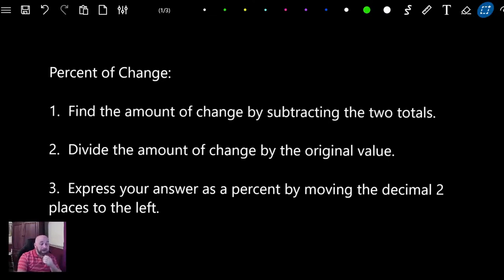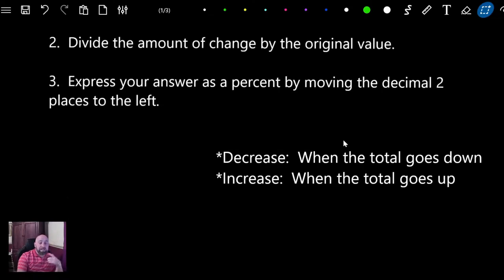And I did say, before we do one, let me talk about one other thing. Increase and decrease. What does that mean? Decrease is when the total goes down. It decreases. Increase is when the total goes up. So if I go from 50 to 70, I have an increase. If I go from 50 to 30, I have a decrease. Okay.